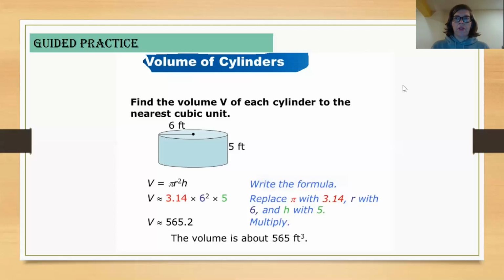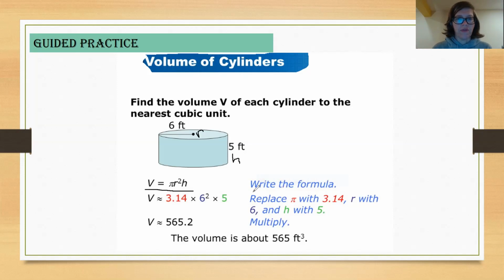All right, so hopefully that tutorial helped a little bit. We are going to go ahead and do some guided practice with finding the volume of cylinders. So find the volume V of each cylinder to the nearest cubic unit. So first of all, we're going to want to look at our formula, which is written right here. Volume equals pi times r squared times h. And remember, r stands for radius, and this is a radius, and h stands for height, and this would be our height.